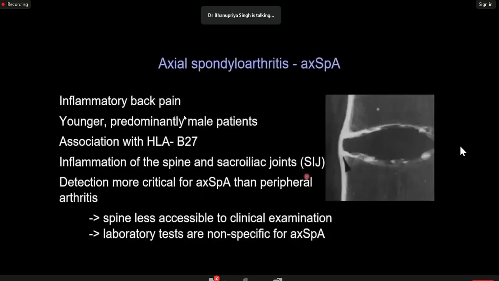Axial SPA has inflammatory back pain, is seen in younger patients, predominantly male, and is associated with HLA-B27. Inflammation of the spine and sacroiliac joint is commonly seen, and detection is more clinical for SPA than peripheral arthritis, because basically the spine is less accessible for exact clinical examination. We have to depend more on lab tests. Here, a zoomed in CT image shows the calcification along the inferior and superior marginal aspect of the vertebral body.